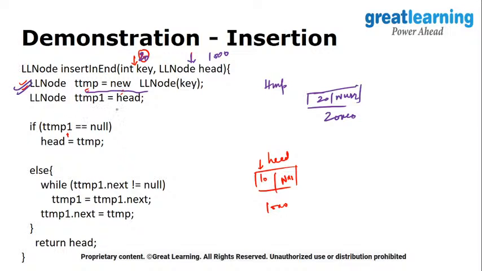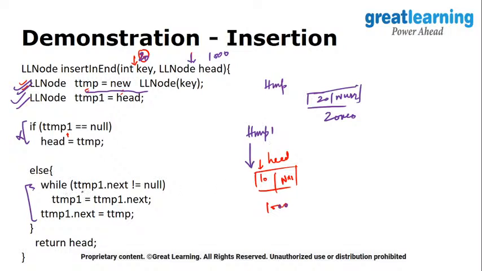Now we are creating a temporary variable ttmp1 which is also pointing to the head node. So this is the second step. Now is our ttmp1 null? No, it is pointing to 1000, it is not null, so this step won't be executed. Now we go into the else part, where we will traverse the nodes we have here.